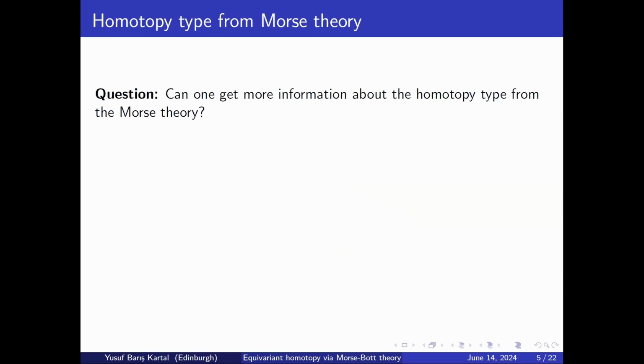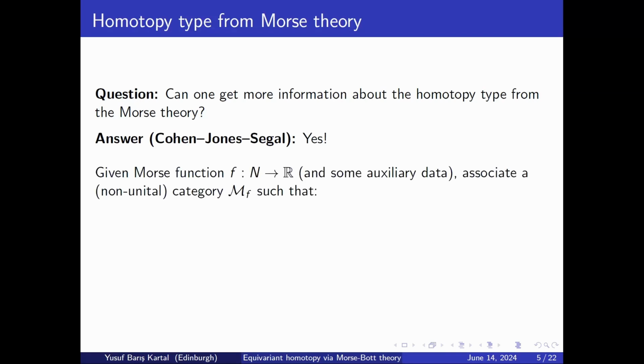So the question you can ask is, can you get more information about the homotopy type from the Morse theory? And Cohen-Jones-Segal answered this as yes. This has been motivated by something else, which I will talk about shortly. But anyway, how do you get this?